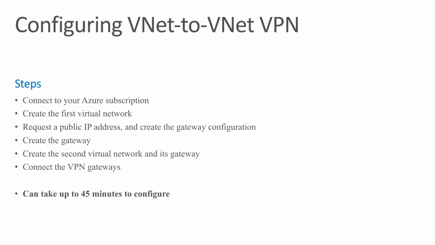So the basic steps: connect your subscription, create your first network, have a public IP address available, create the gateway, create your second virtual network and its gateway, and then you connect the two gateways together. Each of those gateways takes about 45 minutes to deploy. The entire process, excluding the 45-minute deployment, doesn't actually take all that long. It's probably 15, 20 minutes worth of actual work. You do got to wait for the deployment to complete, so it's a great time to get a coffee or get lunch.